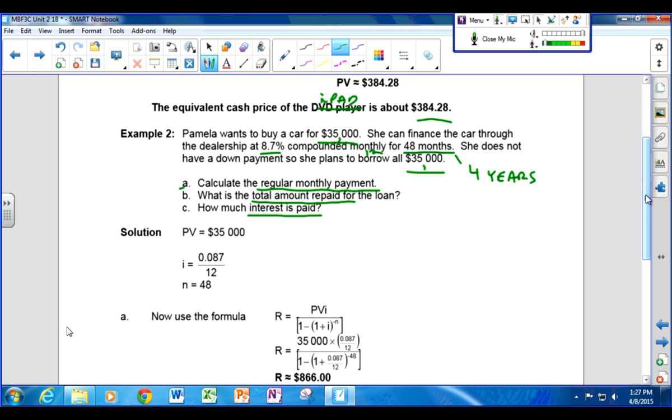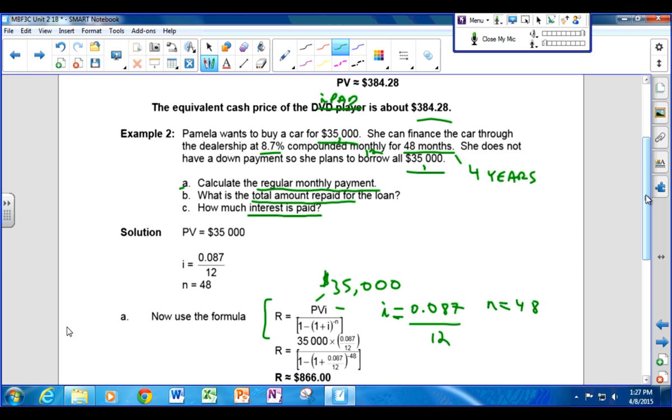Anyway, the regular monthly payment then. We're going to use the formula that gives us the regular monthly payment. The PV, that's the 35,000, the value of the car. And the interest rate, I, what did they say? 0.087. Be careful here. We still have to divide it by the compounds per year. It's compounded monthly, so in this case we're dividing by 12. And our N is going to be 48, because there are 4 years times 12.